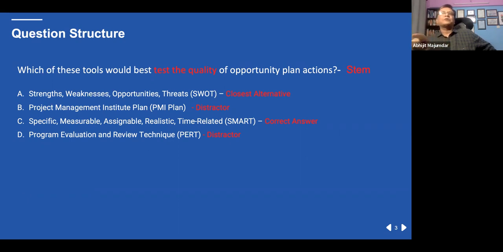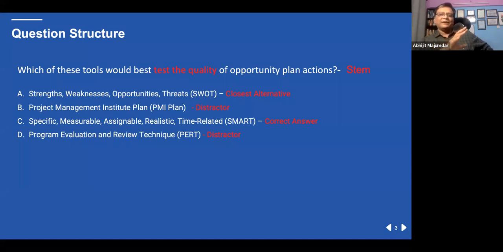Like in this particular question, which of these tools would best test the quality of opportunity plan actions? The key phrase over here, or the stem over here, is "test the quality." So all these answers which you see below have to relate to that particular phrase, test the quality. Now coming to the answers.